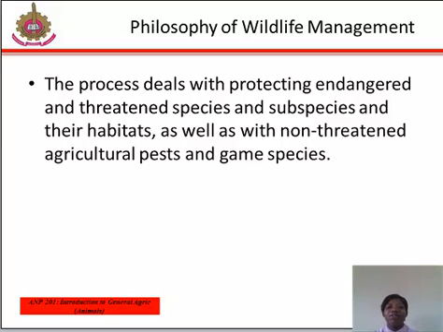Philosophy of wildlife management is the process that deals with protecting endangered and threatened species and subspecies and their habitats, as well as with non-threatened agricultural pests and game species. Other methods such as reforestation, predator control techniques such as trapping, reintroduction of species or hunting may also be used to help manage desirable or undesirable species.